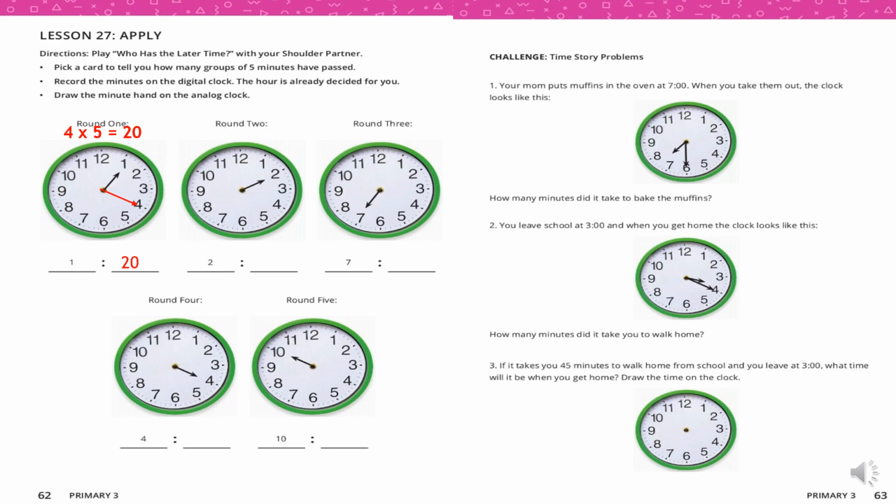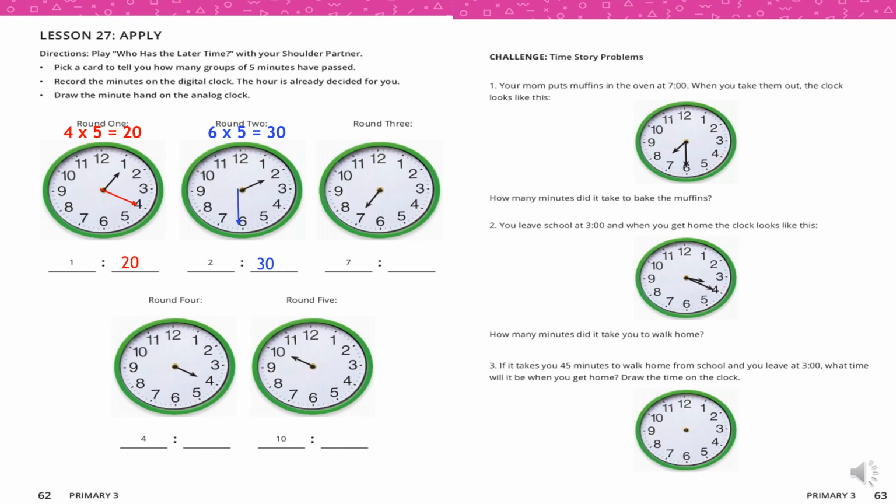The second one, we have the short hand pointing to 2. We will write 2 in hours. And the long hand is referring to 6. So 6 is 6 groups of 5. 6 times 5, 30. We will write 30. So it will be 2:30. In clock 3 here, we have the short hand for 7.